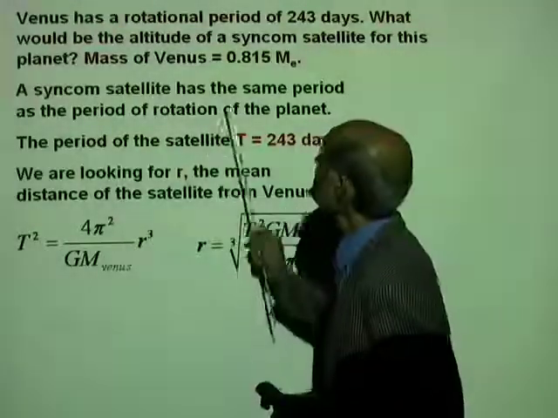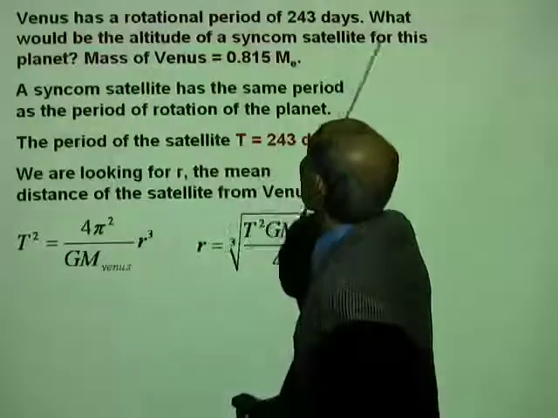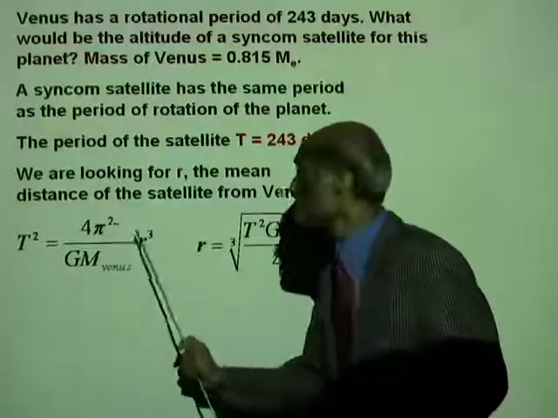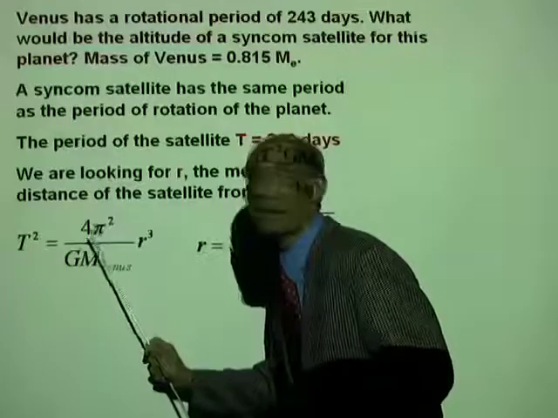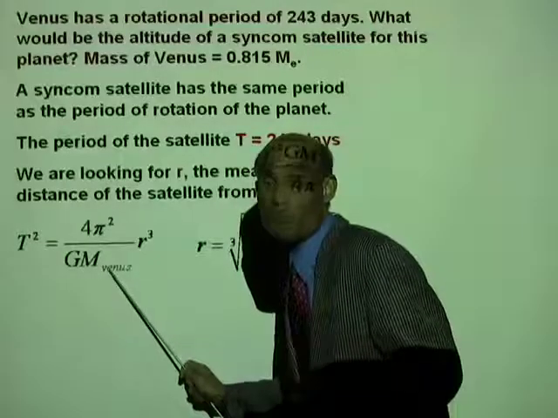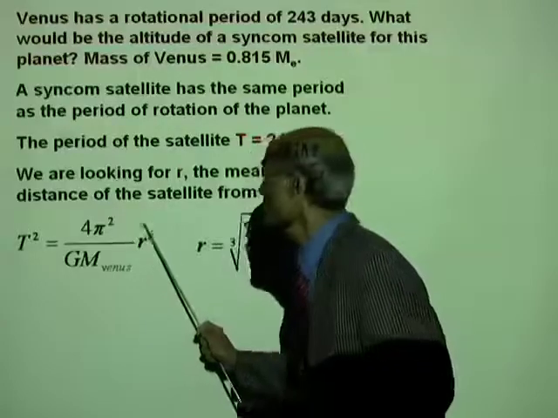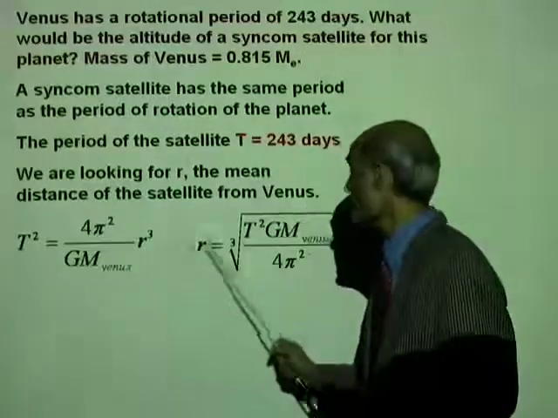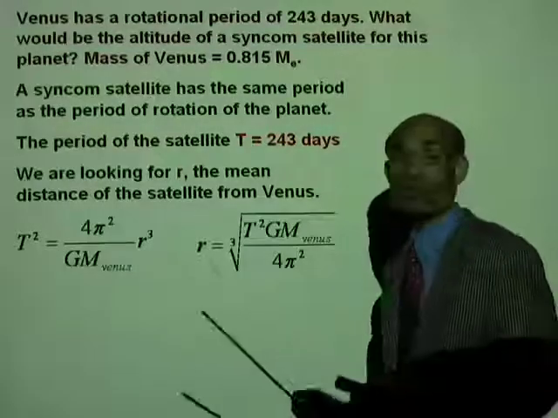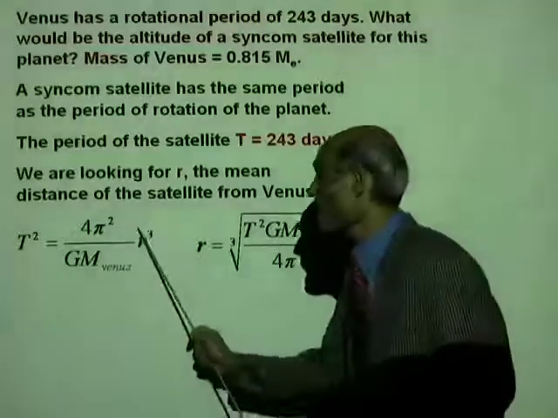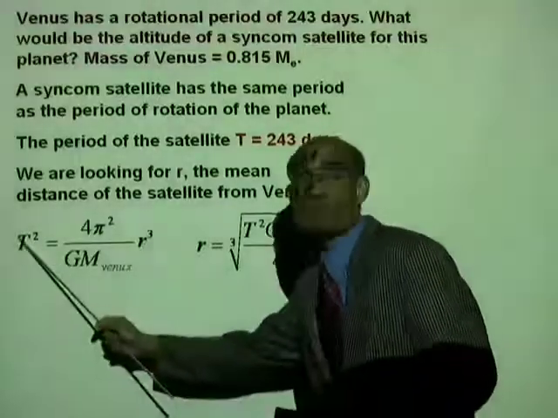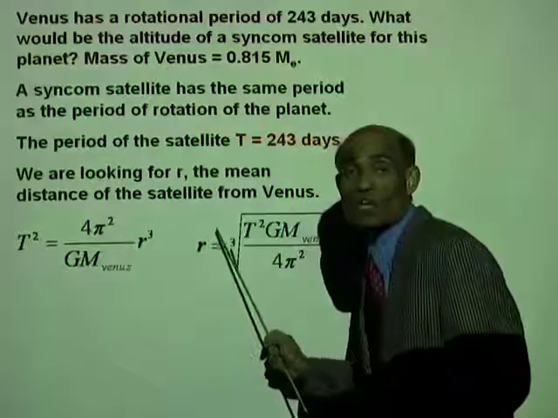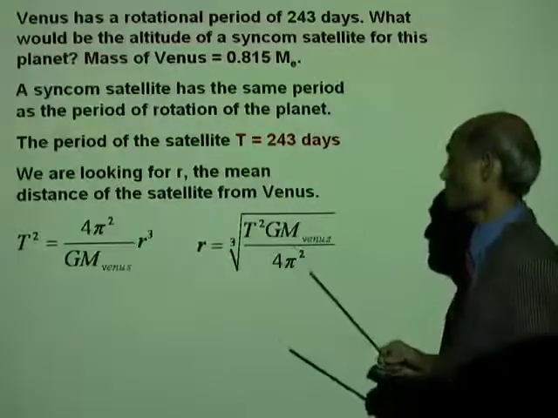We need to find what would be the altitude of the synchronous satellite. We need to find this R. If T squared equals 4 pi squared over G M Venus times R cubed, therefore R equals the cube root of T squared G mass of Venus divided by 4 pi squared. I'm sure you understand that. R cubed equals T squared times G M Venus divided by 4 pi squared. R equals the cube root of that quantity.